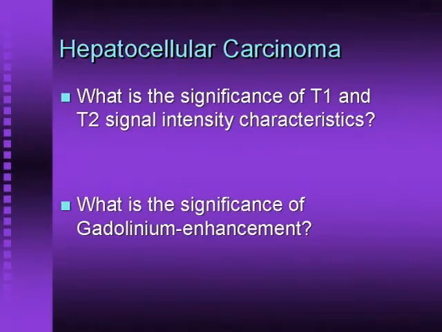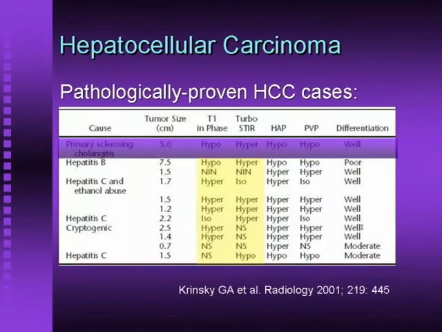First of all, what's the significance of T1 and T2 weighted signal intensity characteristics of these nodules? And secondly, what's the significance of gadolinium enhancement? So to answer the first question, I turned to a paper that was published by Glenn Krinsky, a former colleague of ours at NYU, and he did a very nice study comparing the imaging findings with MR with whole liver explant pathology. So he did slice-by-slice comparisons with thin section pathology compared to MRI.